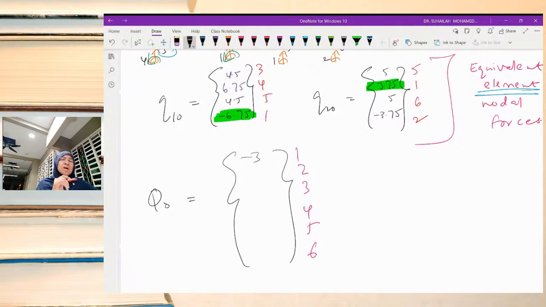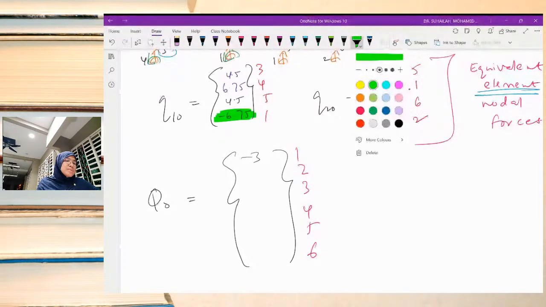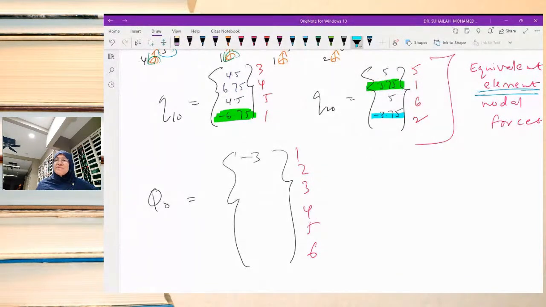Okay, next move to value at position 2. Value at position 2. Negative 3.75. This one. Negative 3.75. Yes. Okay, next value. Position 3.